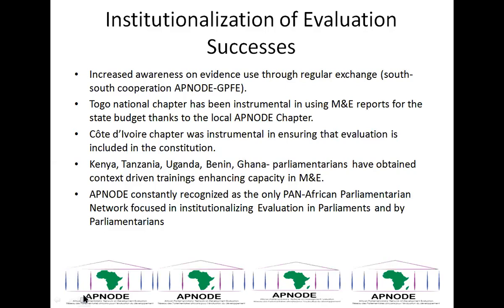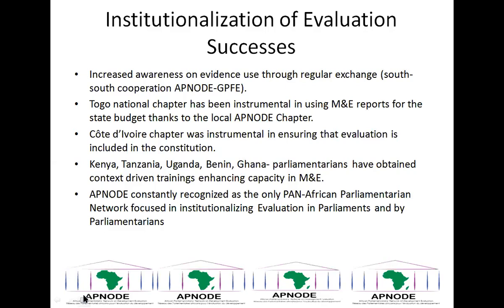For example, in Zimbabwe, after their participation at the first APNODE AGM that was held in Abidjan in 2015, the members of parliament passed a motion that was tabled and debated, leading to the establishment of an APNODE chapter at the Zimbabwean parliament. Because the chapter is based at the parliament, it has been able to successfully sensitize not only APNODE members, but all members of parliament. We have places like Kenya, Tanzania, Uganda, and Benin, who all have APNODE members and some have APNODE chapters. The parliamentarians have been able to get capacity building through training, enhancing their monitoring and evaluation tools, and learning how to pass motions and how to evaluate policies using an M&E overview.